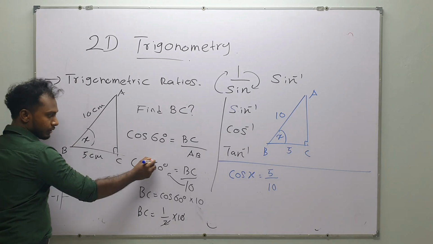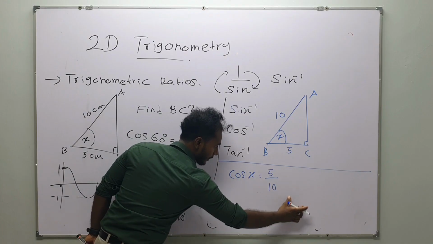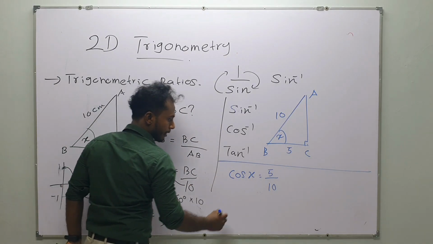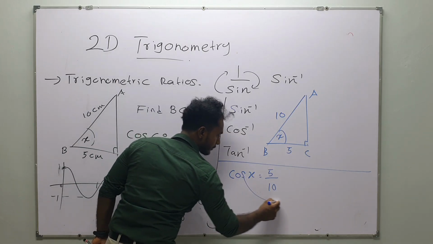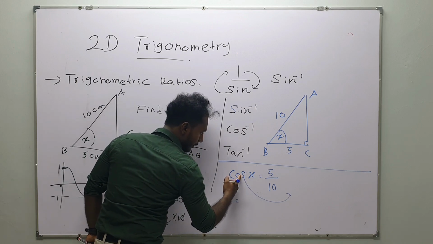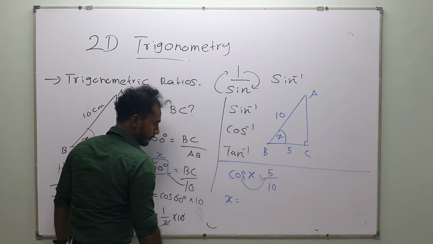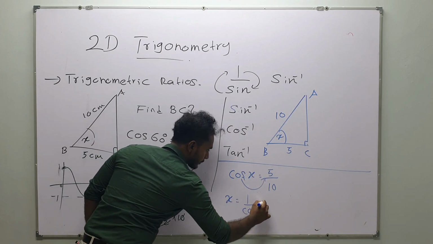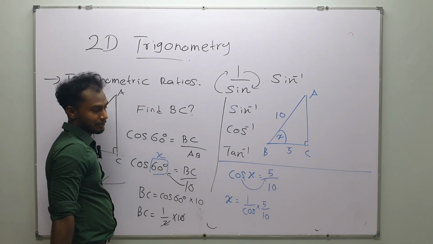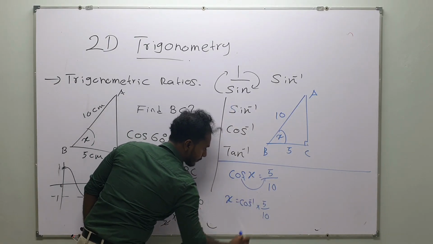See, cos 60: now this 60 is the x. Okay, that means I have to take this cos to the other side, or else I have to divide both sides by cos. I will rather say that I will take this to this side. Then x equals what? Rather than taking it after the number, I will take it to the beginning. This will become 1 over cos times 5 over 10. This 1 over cos is nothing but cos inverse.